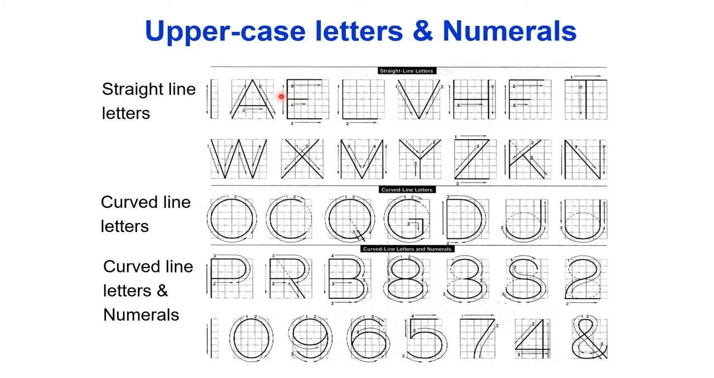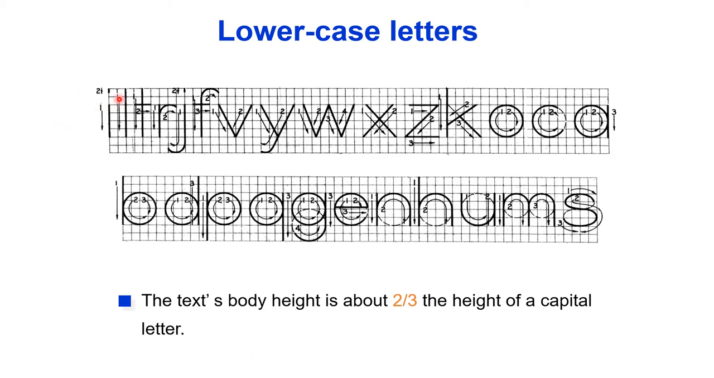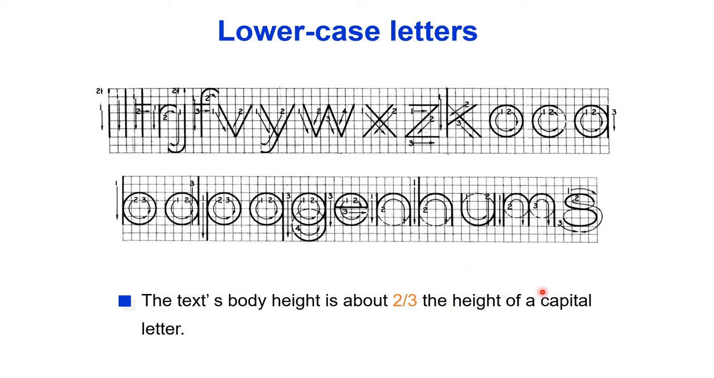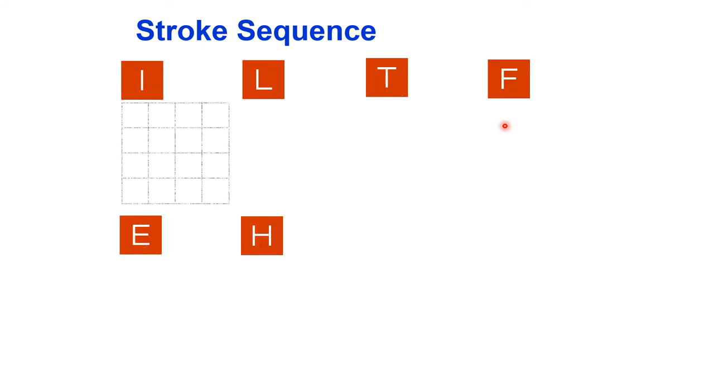I, 1, 2, 3, E, L, V, H, J, U. Then 8, 3, B, 9. When you follow the strokes, the letters will be written properly. Similarly, O and 0: first go left, then go right. Then you will be able to write them. Lowercase letters: I, L, T, R, J, F, V, Y, all the strokes are also given. The height of the lowercase letters is 2/3 the height of the capital letters. Stroke sequence: now I will show each stroke one by one.